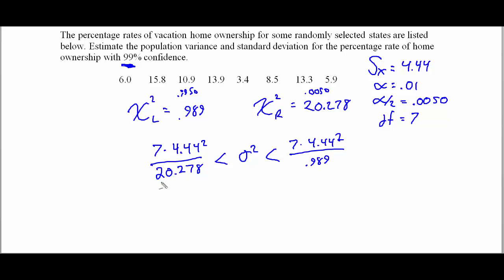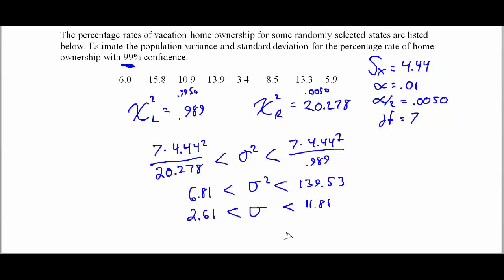And we put chi-squared right on this side because this will give us the smaller number on the left, which is 6.81. So the variance is going to be 6.81% on the low end, and on the high end 139.53%. But let's take the square root so we can talk about this a little bit more logically in terms of its standard deviation. 2.61 to 11.81.